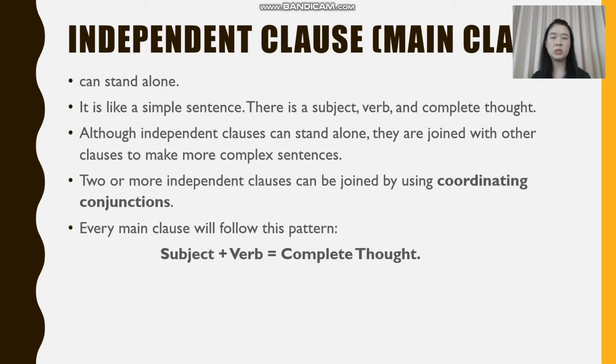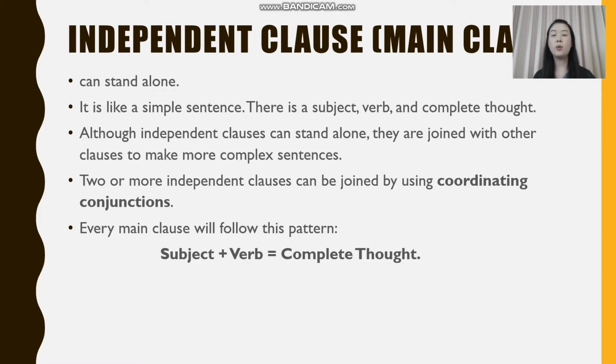As I mentioned, this type of clause can stand alone. So in another way, some people call this type of clause a simple sentence. That's because we have the subject and the verb with a complete thought. We can understand this type of clause clearly without any doubt.